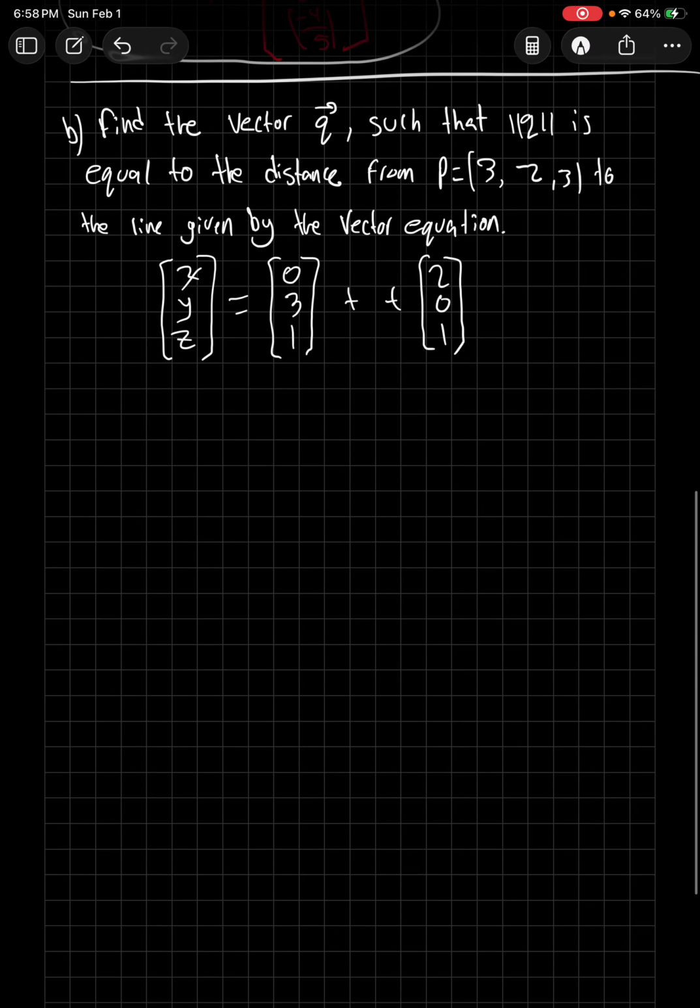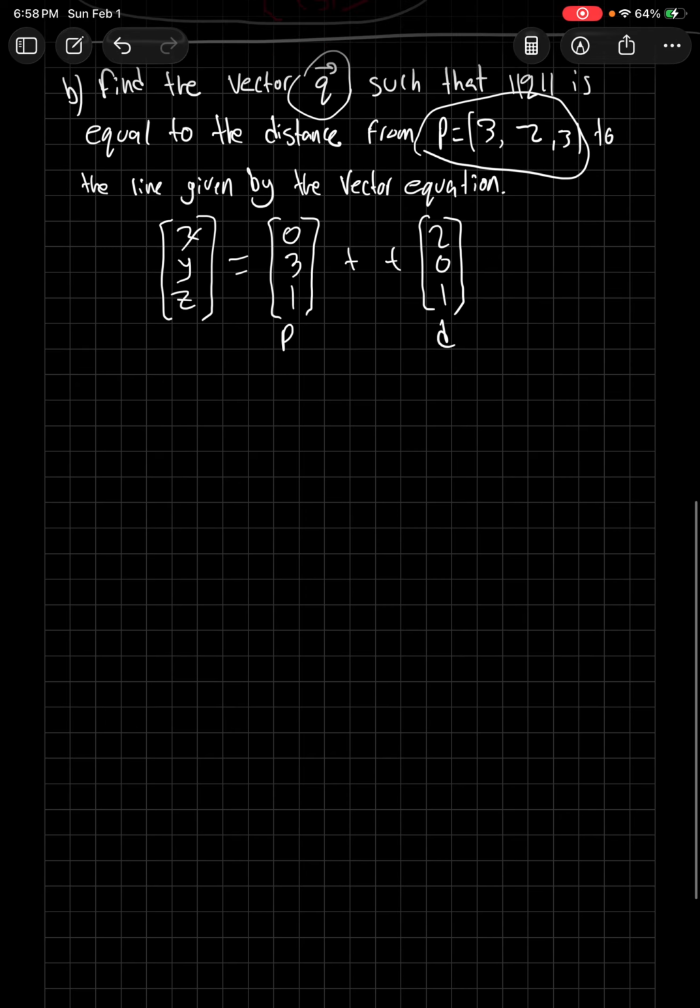And now what we want to do is solve for vector q, which is a third vector that we're introducing, such that the magnitude of q is equal to the distance from p. They give us this point here, and those are the coordinates for it, to the line given by the vector equation. So this is a vector equation here. Remember, this is p, t, and then this is d for direction, okay?